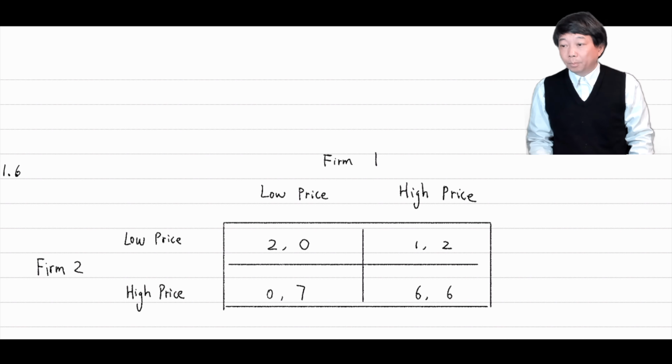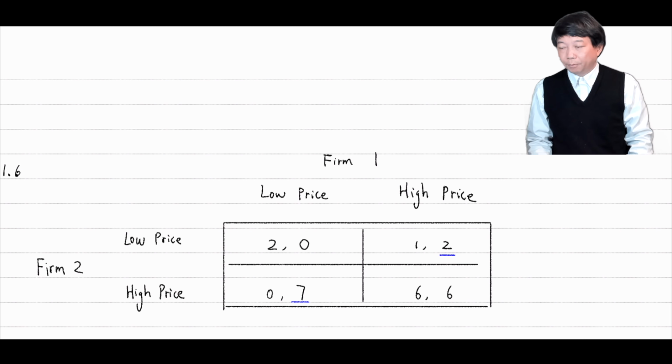We first figure out firm 1's best response to each of firm 2's choices. Suppose firm 2 chooses a low price. If firm 1 chooses a low price, it gets 0. But if it chooses a high price, it receives 2. A high price is its best response. We underline the payoff 2. Suppose firm 2 chooses a high price. In this case, firm 1's best response is choosing a low price because it results in a higher payoff than choosing a high price. We underline its payoff 7.